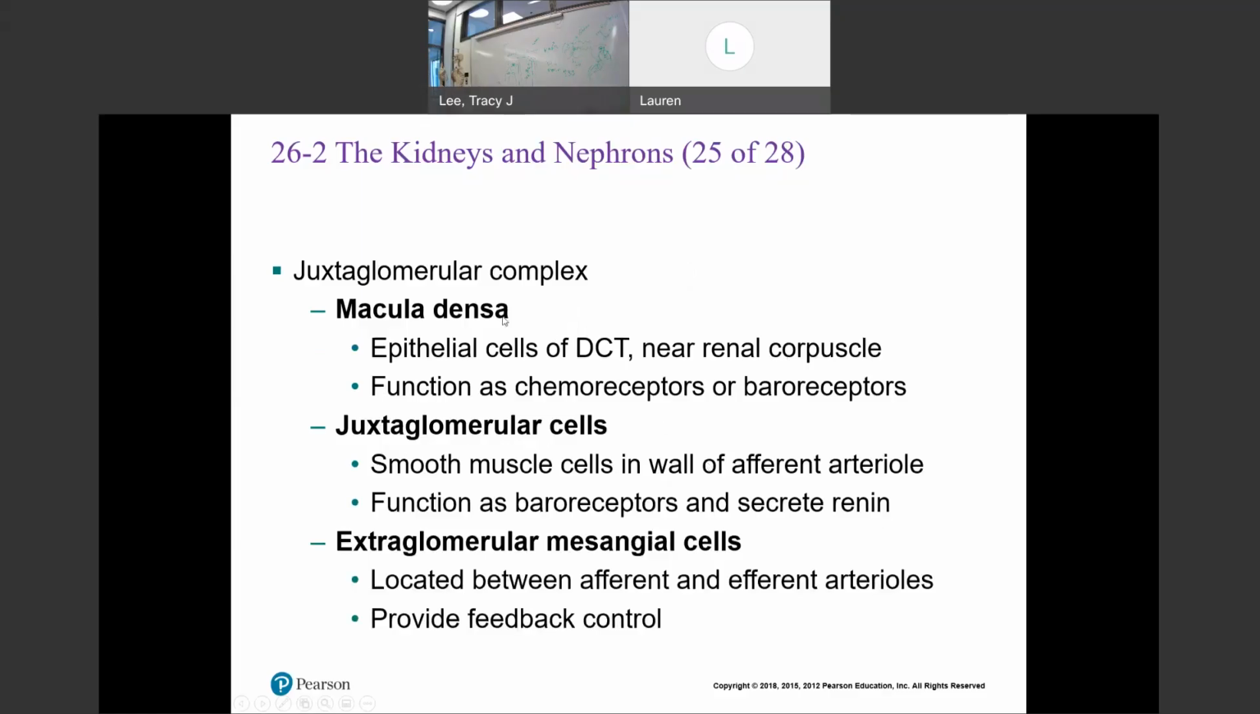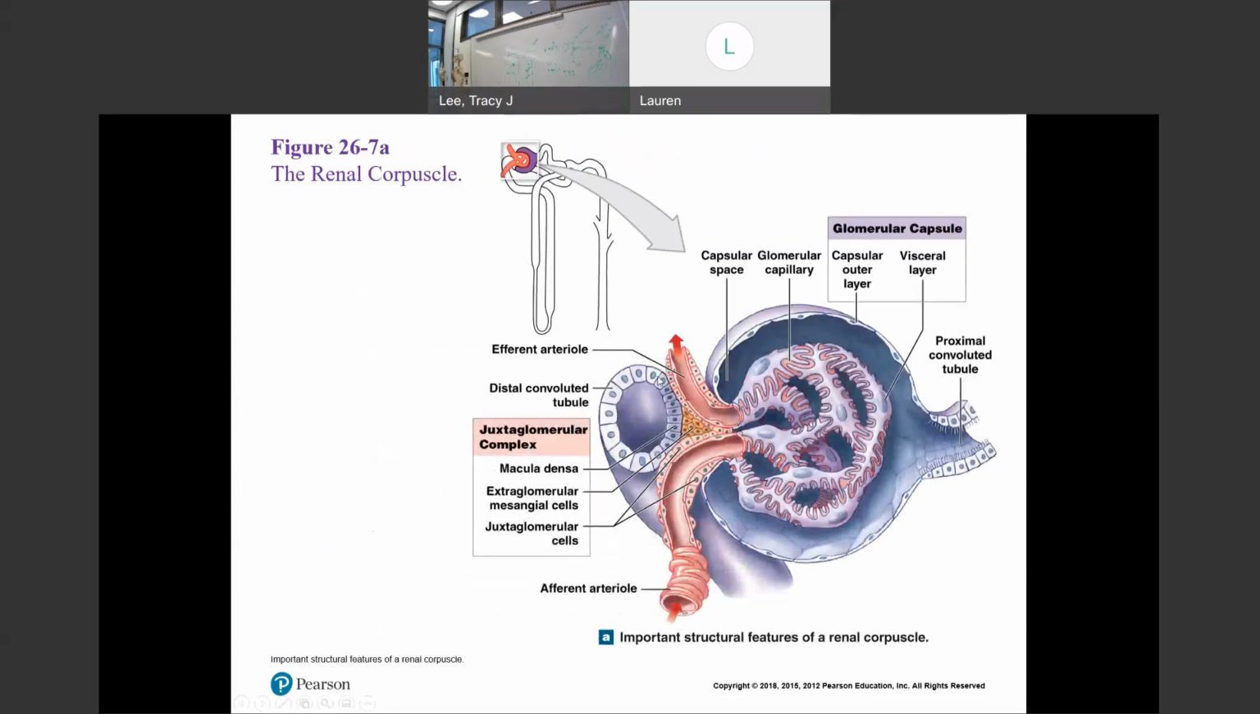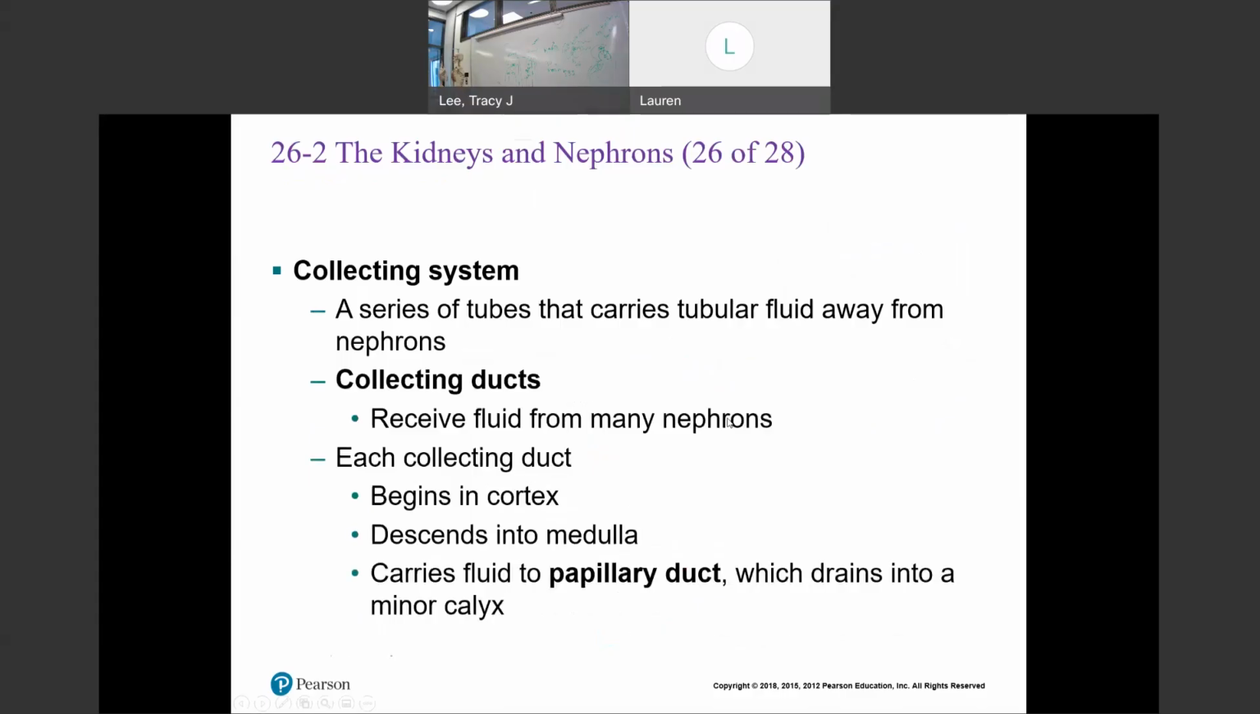All right, so macula densa, this is my chemo and baroreceptors. We kind of talked about that. These juxtaglomerular cells, they're baroreceptors, they secrete renin. What's renin going to do? Ramp up my blood pressure, right? Extraglomerular cells, we just talked about those guys. All right, and here's a picture of them again. All right, collecting duct. These are kind of final. The collecting duct is influenced by ADH. What's ADH do?